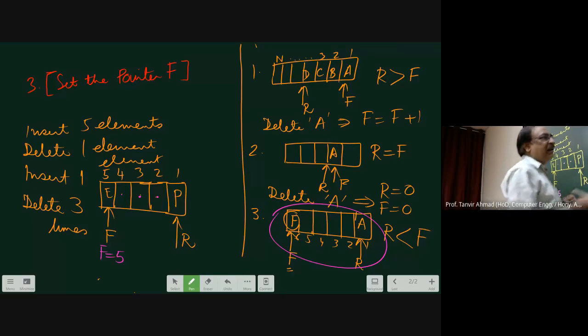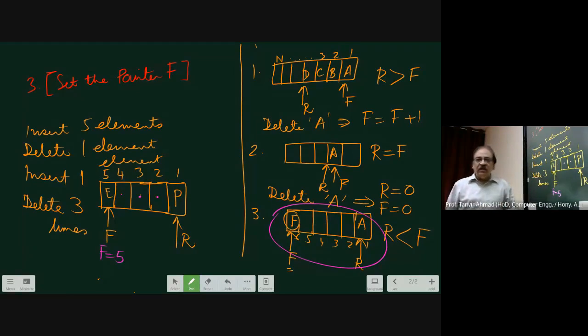Now R is less than F. Now somebody told that R will always be bigger than F. It is only possible when rotation has not taken place. Once a rotation has taken place, R will always be less than F. In normal Q, R will never be less than F. But I told you yesterday that we will not discuss a normal Q because normal Q is having a big problem. Now I'll explain in 5 minutes why I said that normal Q is not possible to be used.